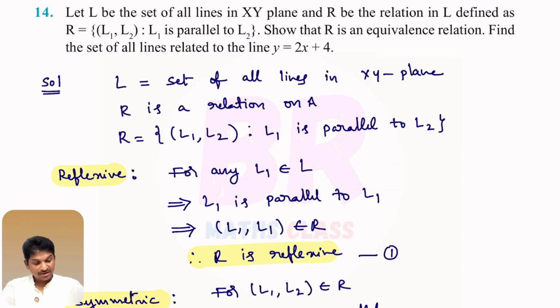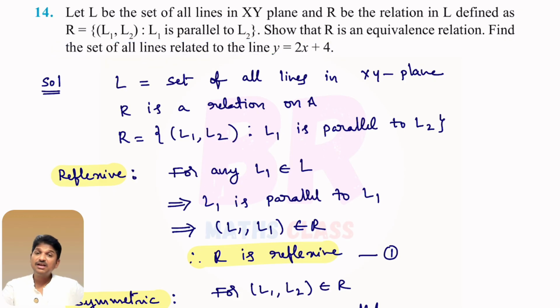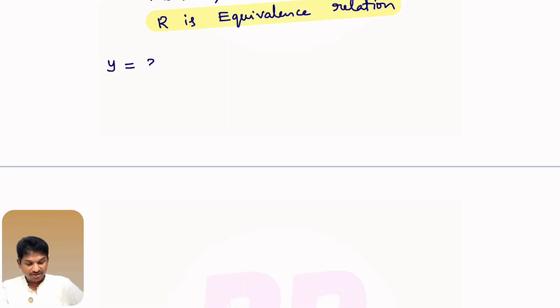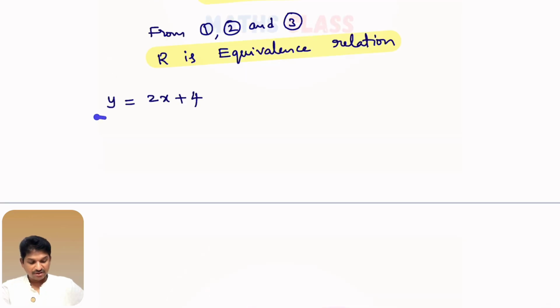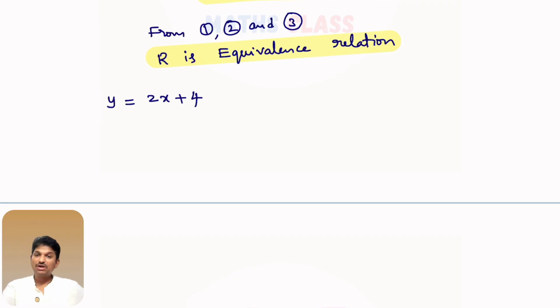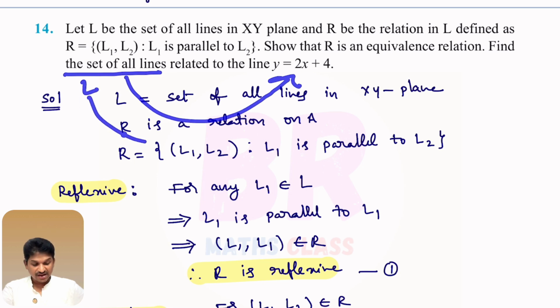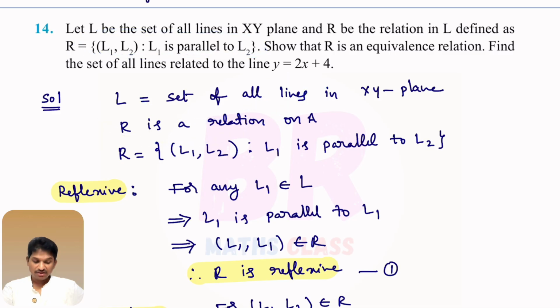You observe they are asking to find the set of all lines related to this line. This is the given line y = 2x + 4. In the question they are asking, find the set of all lines which are related to this line. Which line is related to this line? Those lines which are parallel to it, right? I hope you understand. You need to find all the lines which are related to this line.